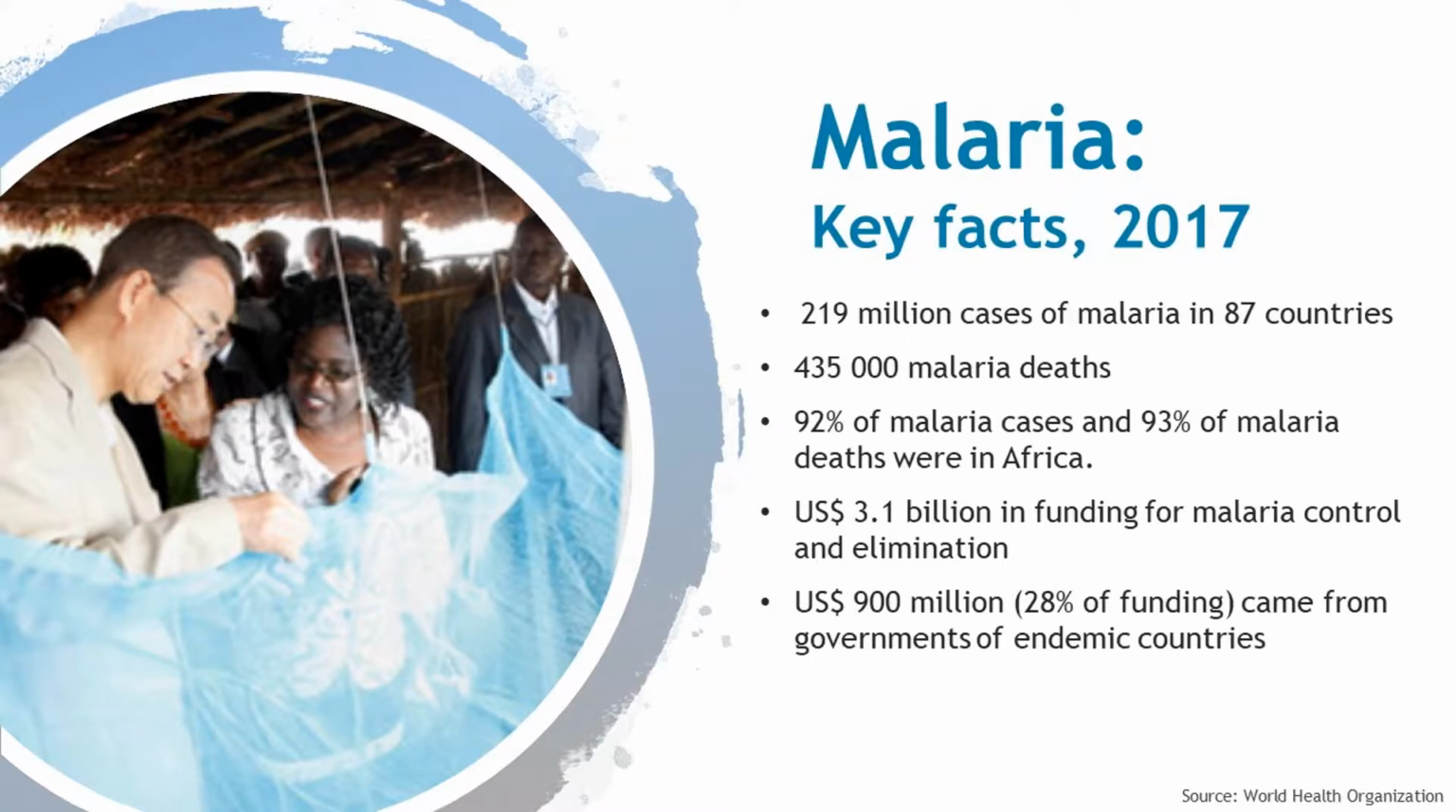Let's start with some key facts on the prevalence of malaria. In 2017, there were an estimated 219 million cases of malaria in 87 countries. The estimated number of malaria deaths stood at about 435,000 in 2017. The World Health Organization African region carries a disproportionately high share of the global burden of malaria. In 2017, the region was home to 92% of malaria cases and 93% of malaria deaths.